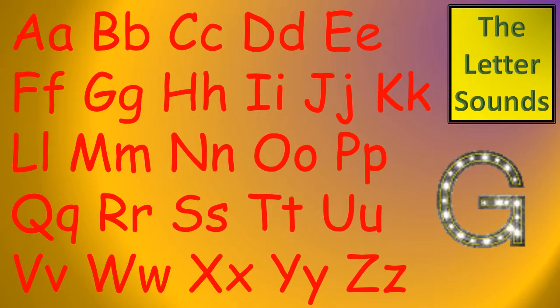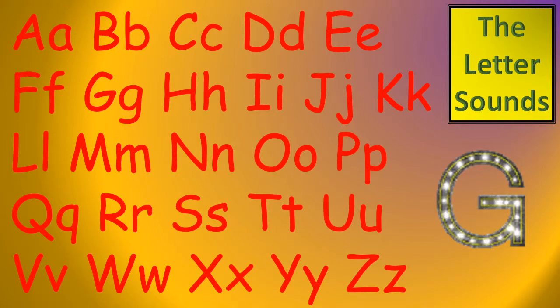The letter P is pronounced as P, as in pot. The letter Q is pronounced as Qu. You never see a Q without a U. The U is always with the Q. You can see a U without a Q, but you can't see a Q without a U. So it's always in the pair Q-U, and it's pronounced as K or Qu, as in quiet, Q-U-I-E-T, quiet. The letter R is pronounced as R, as in rat.